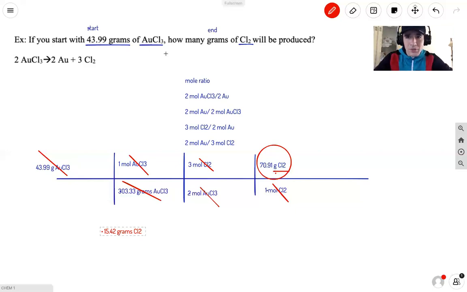All right, so let's do another problem. Okay, let's do another example.